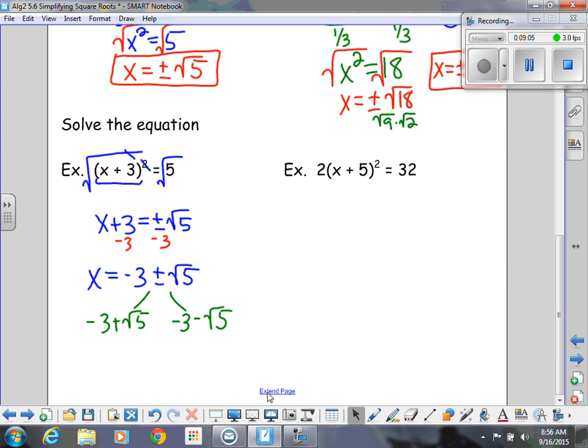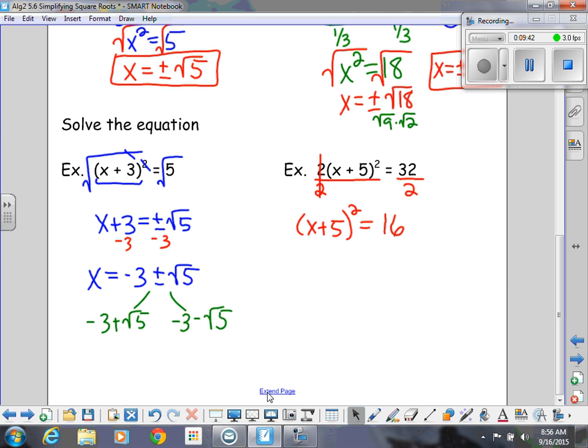So let's do another one like that. Now in this example, the parentheses is not all by itself. So what's being squared is not by itself. I have that 2 in front. So I need to get rid of that 2 before I square root anything. And do not distribute that 2. That's a big no. Don't do that. We're trying to undo things, not make things more complicated. All right, so I'm dividing by 2 on both sides, so that gets rid of the 2. So I have x plus 5 quantity squared equals 16.